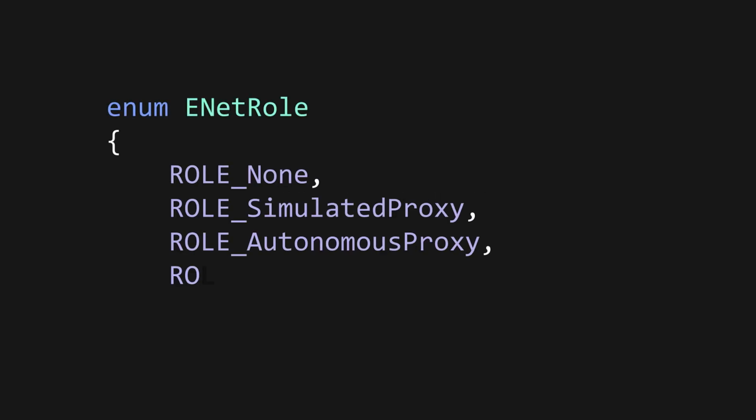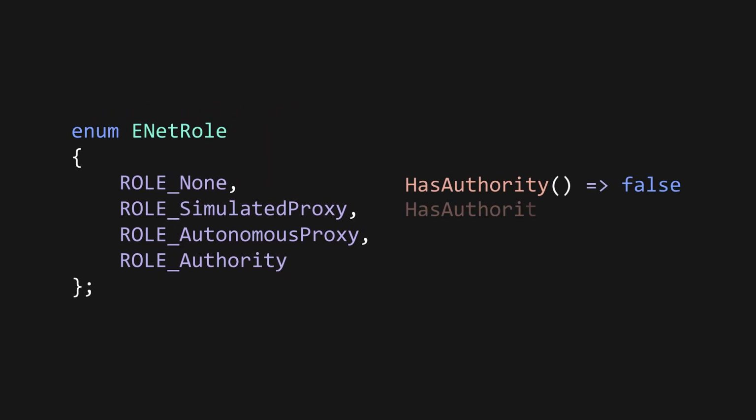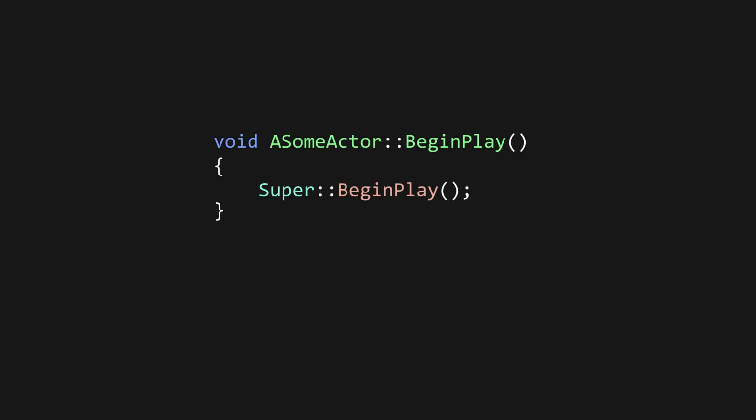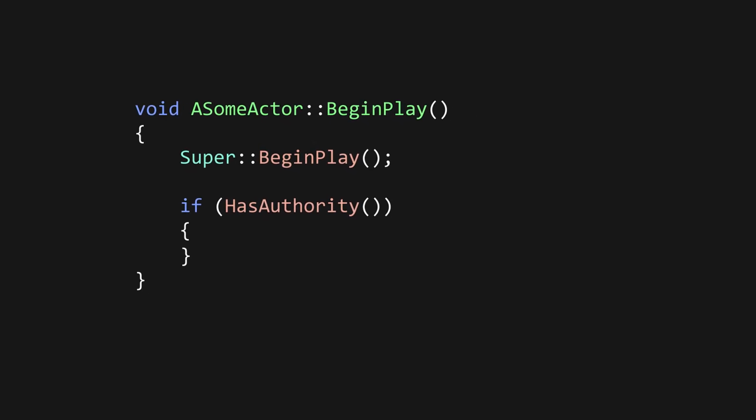There's one final concept that we should look at, and that's an actor's network role. There are a few different roles that an actor can have, but in most cases, you only need to be concerned with a far simpler question: do I have authority over this actor? Whenever you're running some code in an actor class, you can check for authority.